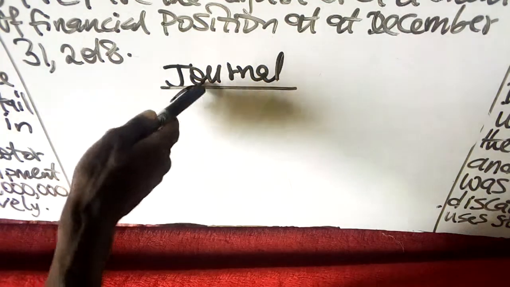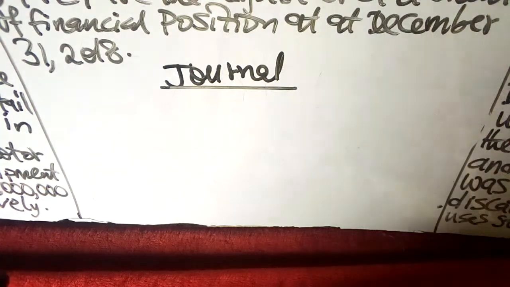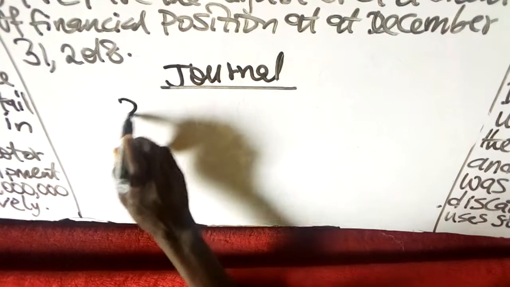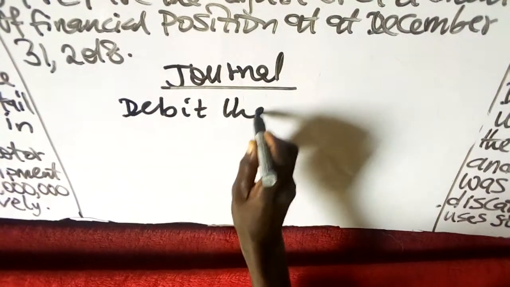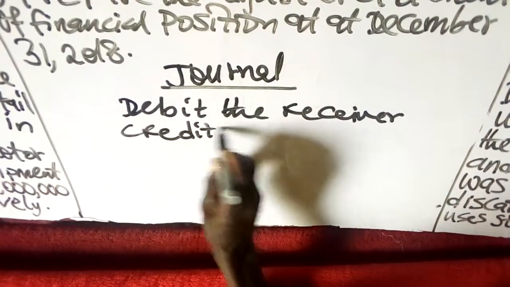Our focus in this presentation is on journal proper. The journal proper will be made in line with the principles of double entry, though it doesn't form part of the ledger. So, what are the rules of double entry? The double entry principle states that for every debit entry, there must be a corresponding credit entry, and vice versa. In line with the principle, we debit the receiver and credit the giver.